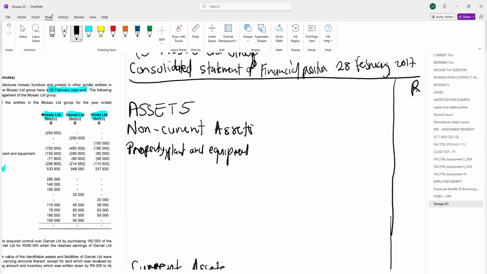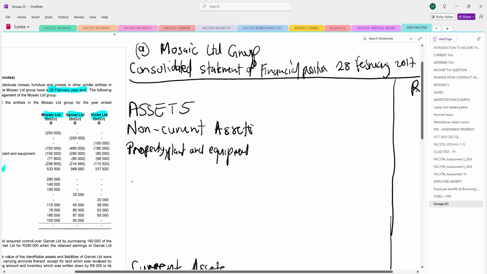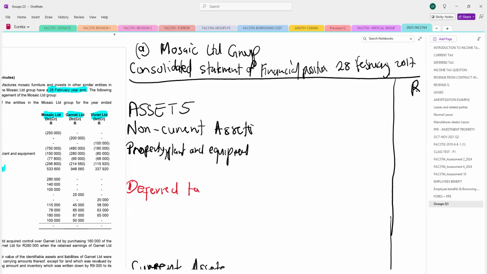Then I am told that I'm going to have a deferred tax. Now, deferred tax could either be an asset or a liability. We don't think a lot when it comes to groups in terms of deferred tax. It's all about the effects, usually the opposite effect. So I'm going to put my deferred tax here. I'm told to also account for my deferred tax, so do an asset section including deferred tax. So I know I'm going to have deferred tax, right?